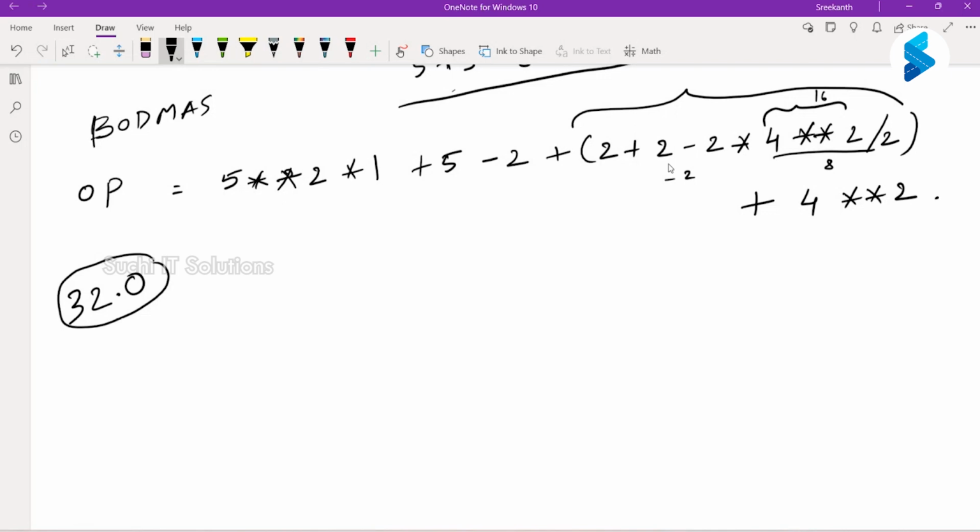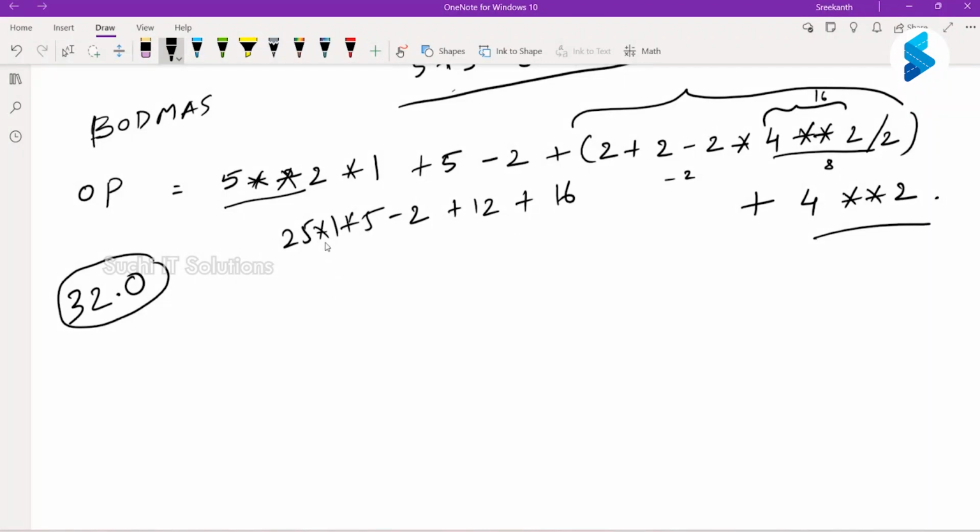Okay. We are done with this. And there are two exponents here. So which one goes first? As per the order, whichever is first. 25 into 1 would be just 25 plus 5. Okay, so let me just use this as is, minus 2 plus 12 plus 4 star star 2, which is nothing but 16.